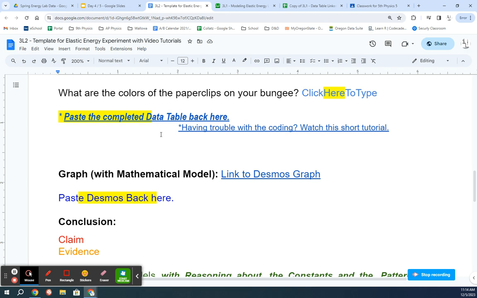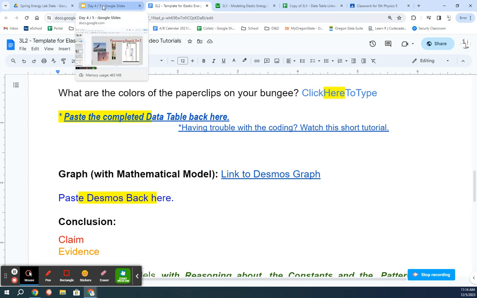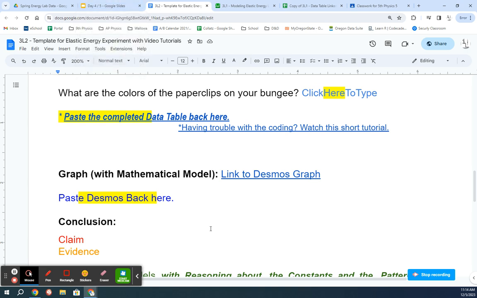Don't forget to paste your data table back in. Don't forget to paste your Desmos back in. And feel free to use the conclusion sort of reference if you guys want when writing the conclusion. If you have any questions, let me know.